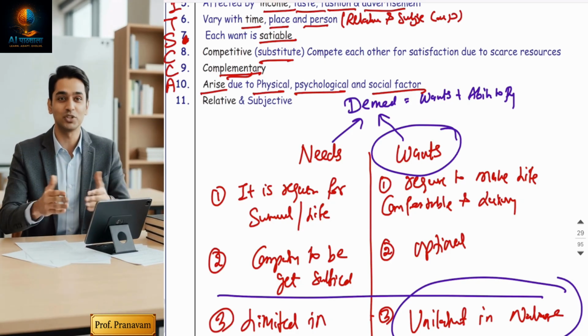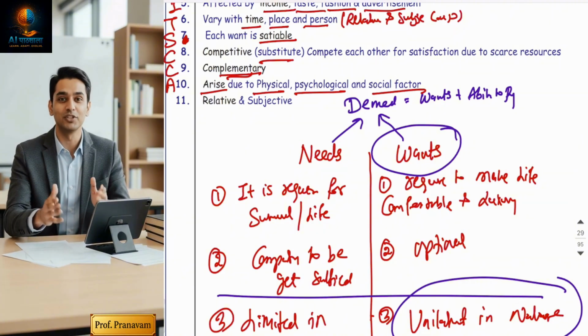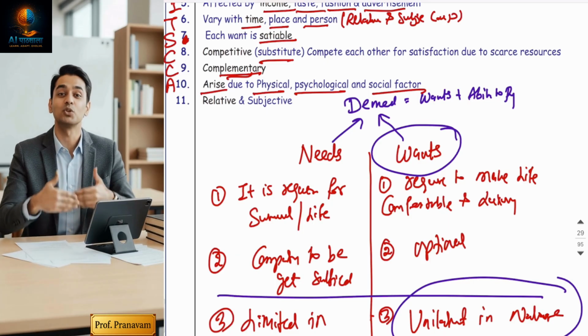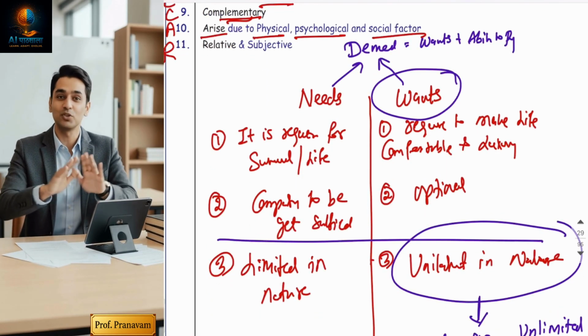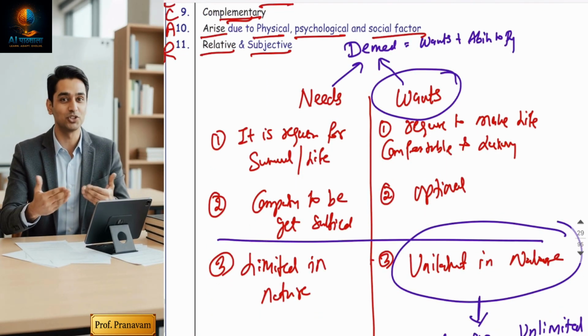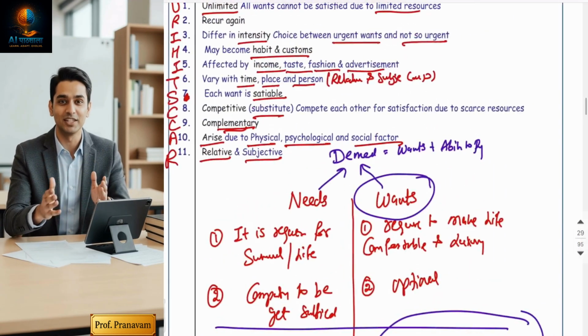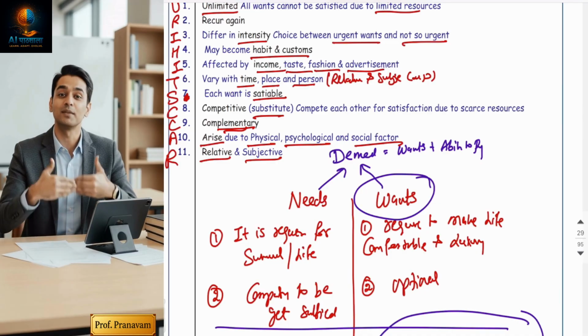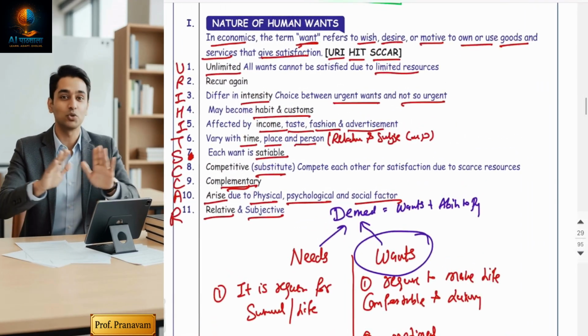Or on a marriage, I have to call all the family members. Without that, no marriage is possible. Well, it is possible, but it's a custom. Wants are relative and subjective. That I have already explained to you. Wants vary from time, place, situations. So these are the features you have to remember.